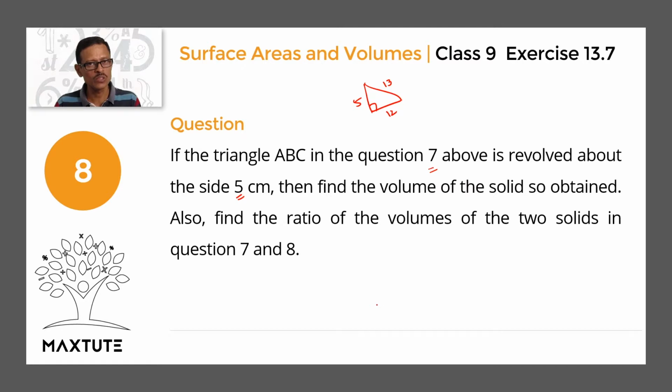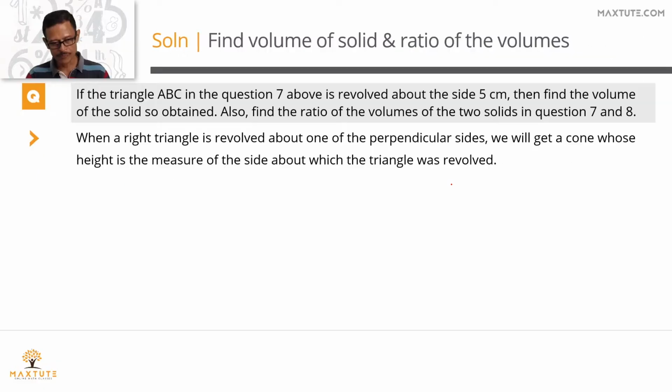It's going to be a right circular cone. We'll find the volume of this cone. Second part, also find the ratio of the volumes of the two solids in questions 7 and 8. Let's start with the first part. Let's find out the volume of the solid. Again, let's go back to the theory. When a right triangle is revolved about one of the perpendicular sides, what we'll get is a right circular cone. The height of the cone is the measure of the side about which we revolve this right triangle.